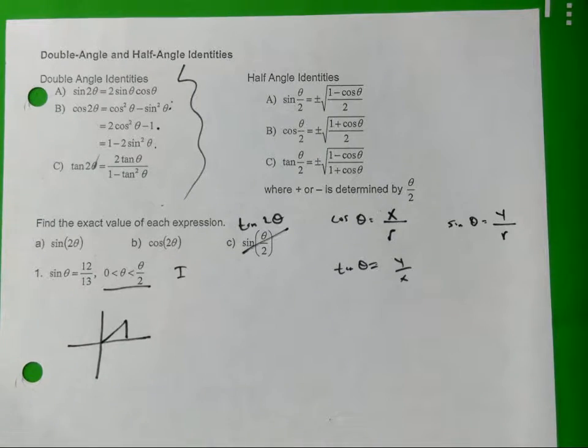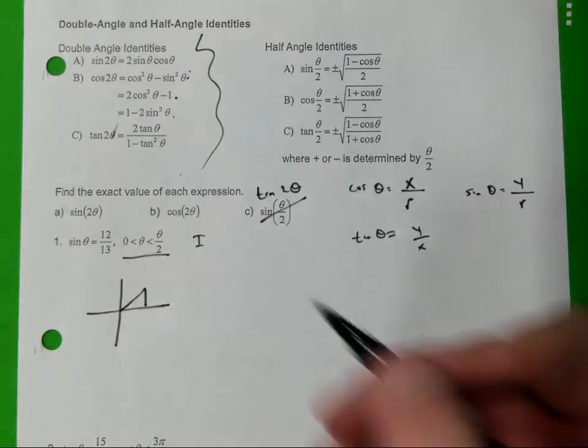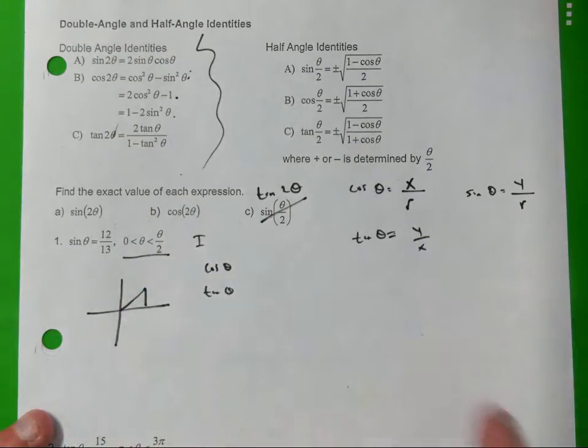Draw a triangle. Because you need to find your cosine value, you need to find your tangent value. So you use this information to draw a triangle so you can figure out what the cosine and what the tangent is. Because you need to know all three of them to do these formulas up here.